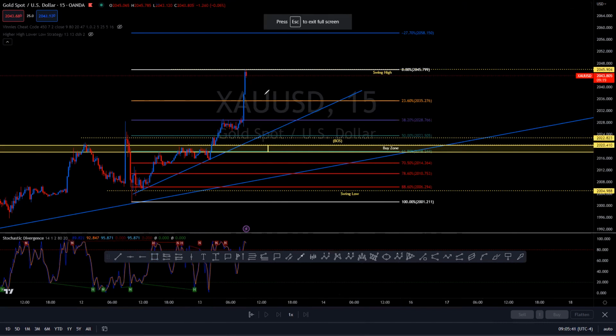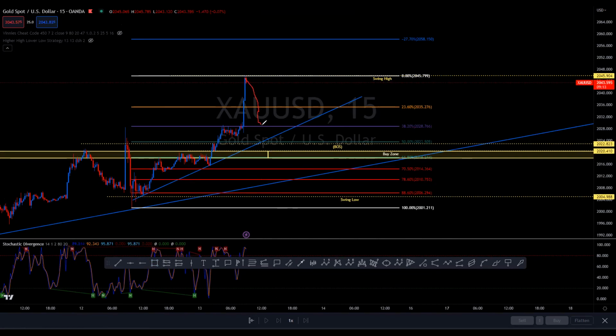Price is going to do a counter trend sell, either down to this structure here and push up, or do a counter trend sell and hit this sell zone and push up at least to the 50%, at least.